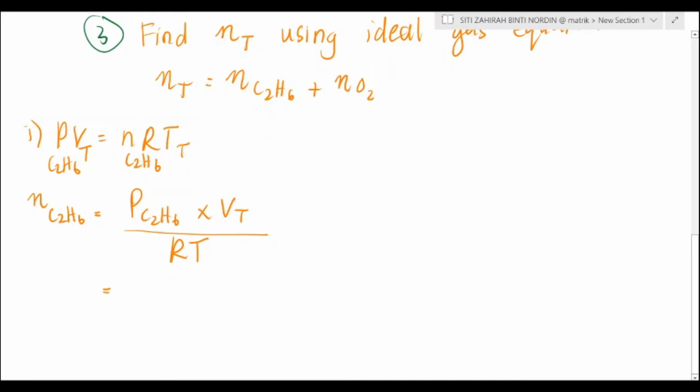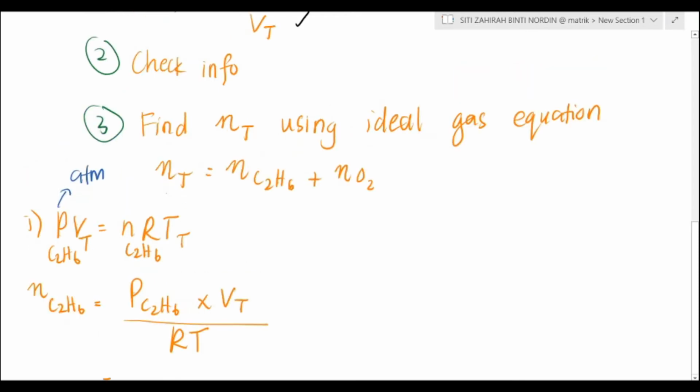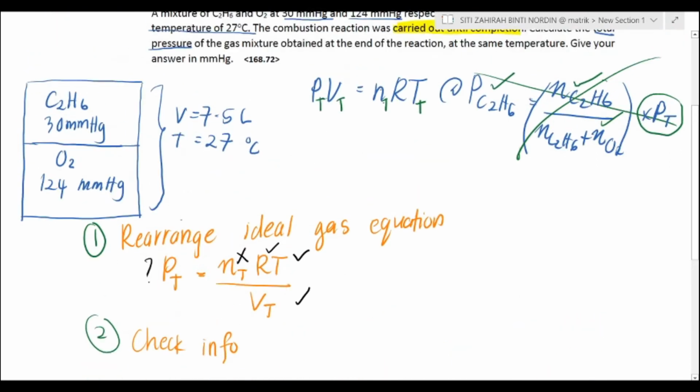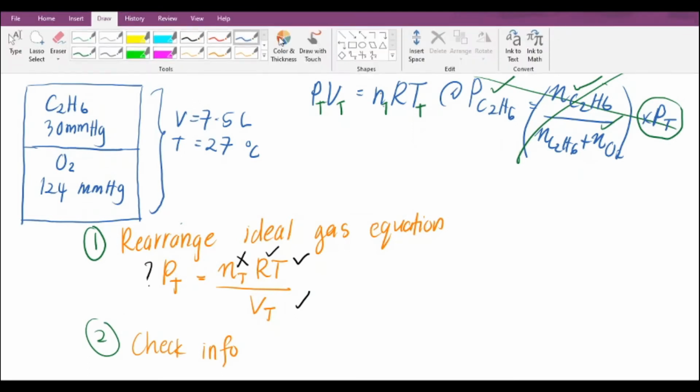So pressure of C2H6, do we have it? Yes. But remember class, your pressure must be in atm, right? But the question gave you the pressure in millimeter mercury. So you need to convert both of the pressures given into atm.